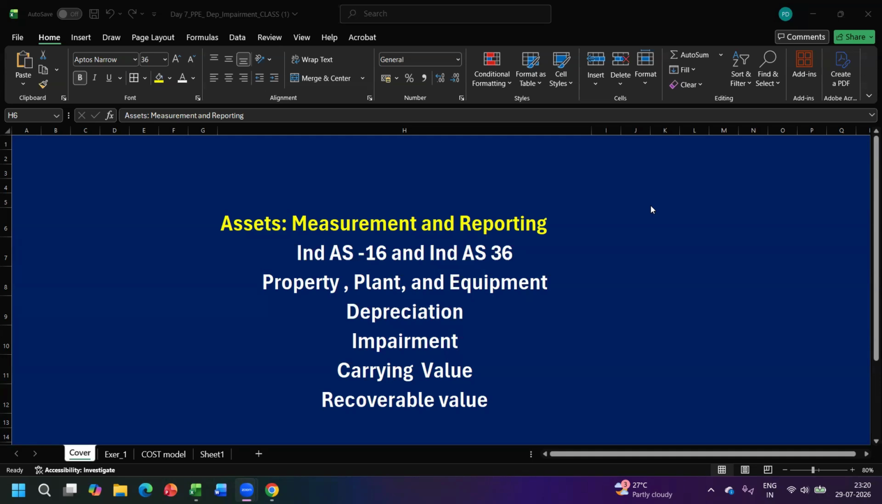In this presentation, we'll focus on the measurement of assets with a focus on Ind AS 16 and a part of Ind AS 36. As a result, the exercise that we are going to do will have a bit of depreciation, impairment, recoverable value.